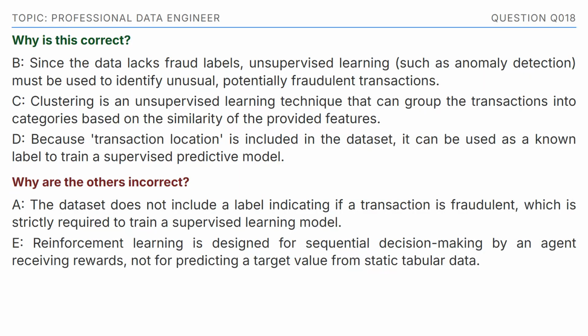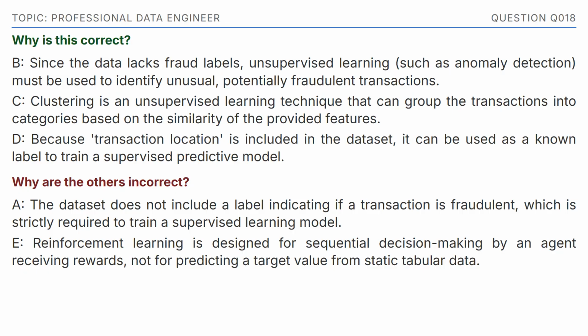And Option D, supervised learning to predict the location of a transaction. Why is this correct? B. Since the data lacks fraud labels, unsupervised learning, such as anomaly detection, must be used to identify unusual, potentially fraudulent transactions. C. Clustering is an unsupervised learning technique that can group the transactions into categories based on the similarity of the provided features. D. Because transaction location is included in the dataset, it can be used as a known label to train a supervised predictive model.